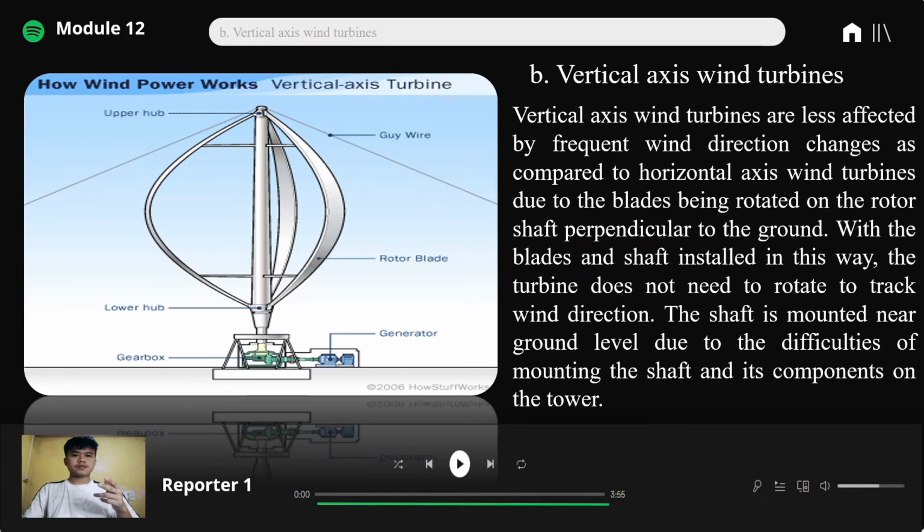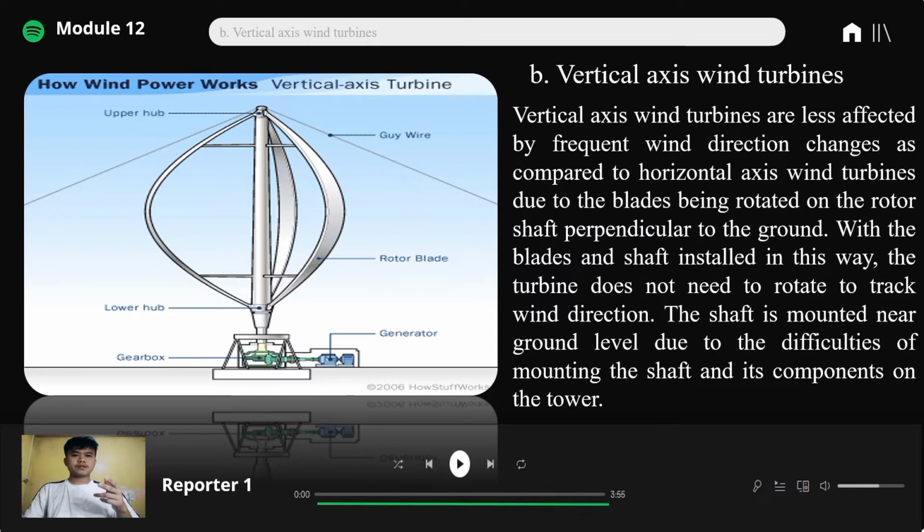The shaft is mounted near ground level due to the difficulties of mounting the shaft and its components on the tower. An advantage of being mounted at ground level is the maintenance of the turbine is easier and it can be installed at locations such as rooftops. Disadvantages to this turbine installation are the efficiency is lower due to air drag and the lower wind speeds compared to the higher wind speeds encountered at higher elevation. This type of vertical axis turbine is also found in the Philippines, which is the one in Vasco, Batanes.